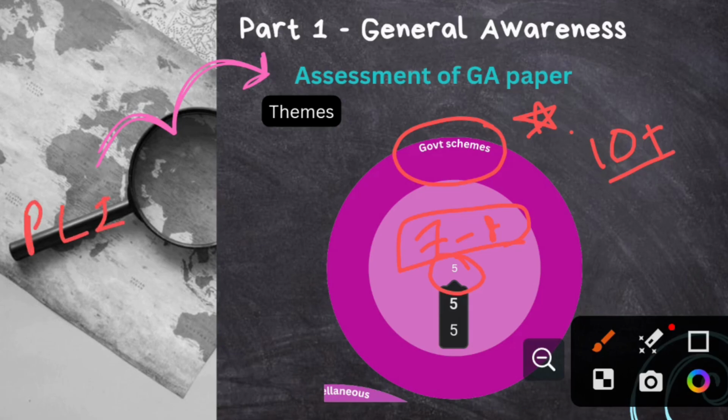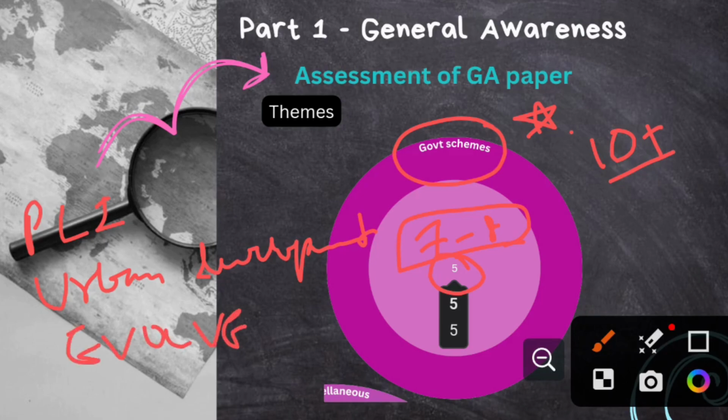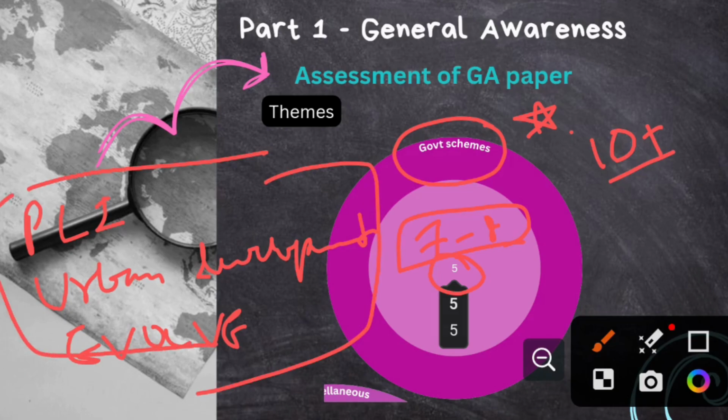So what were those schemes? There were questions on the Production Linked Incentive scheme. There were questions on urban development schemes. Then there was a question on EVOLVE. So these are the areas from where questions were asked.